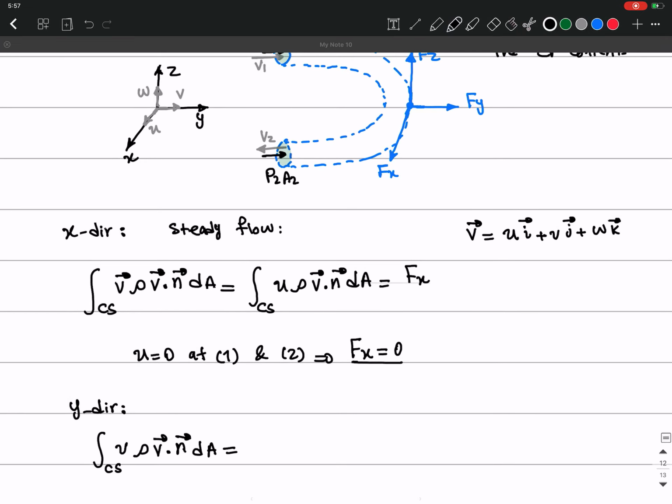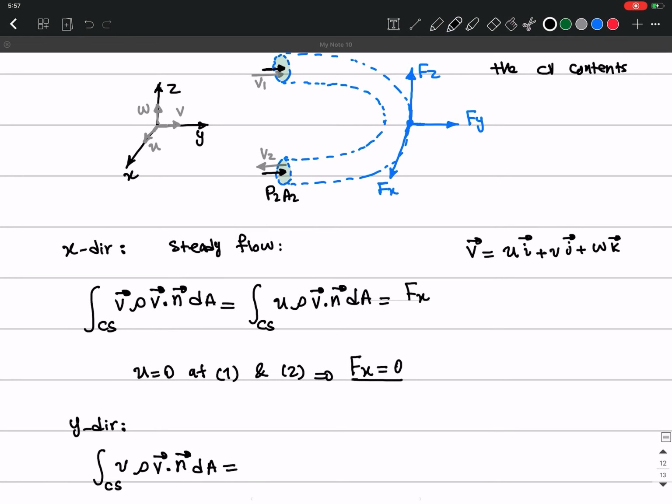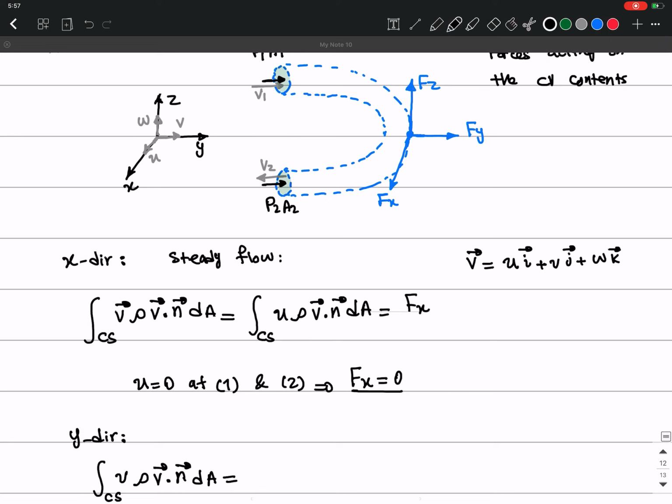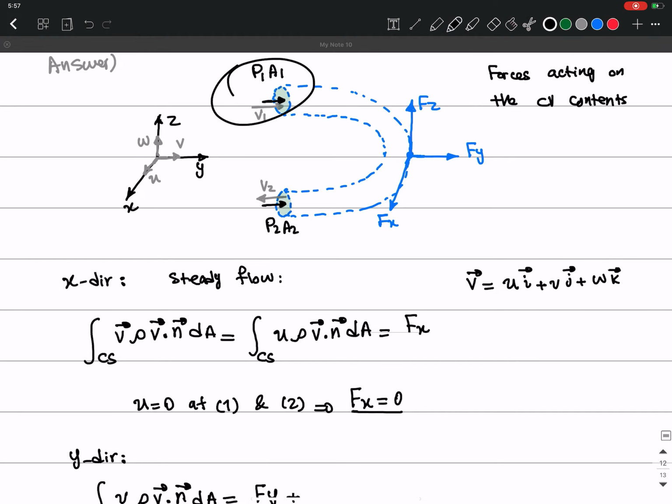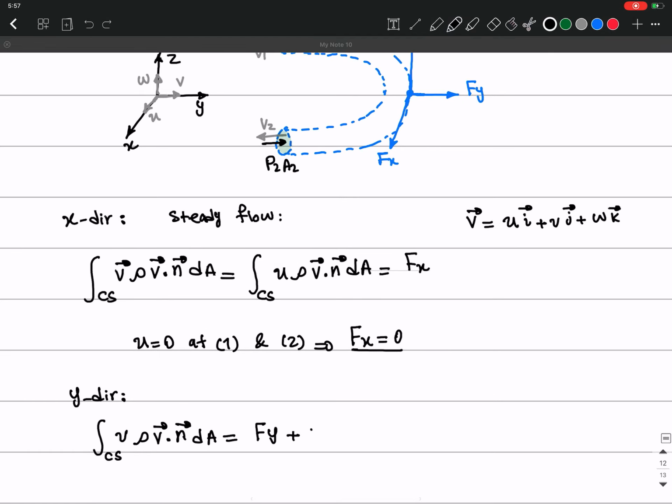what? Which equals the sum of the forces that act in the y direction, right? So what are the sum of the forces that act in the y direction? It's going to be first Fy, which is here, plus P1A1, this is the first force that I have, plus the second force, which is the pressure at section 2, P2A2, right? So this is the sum of the forces.